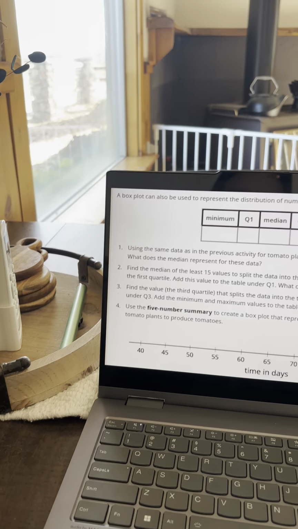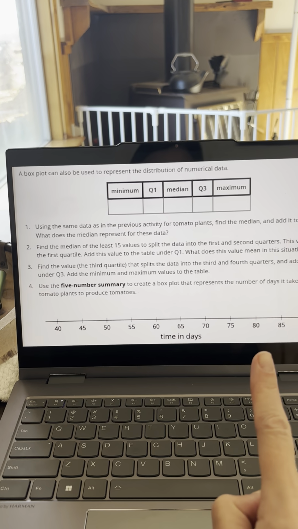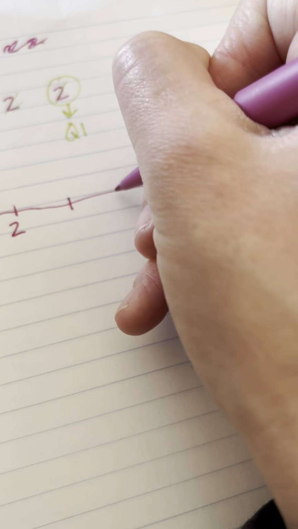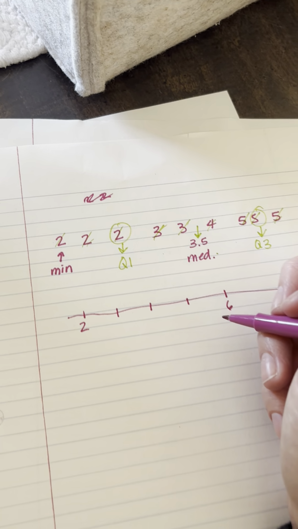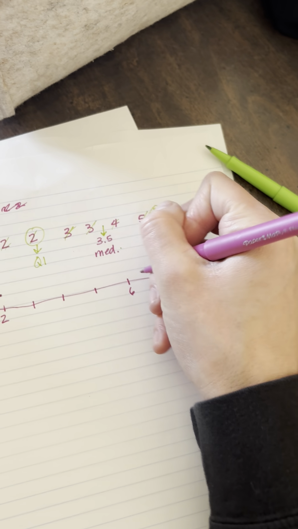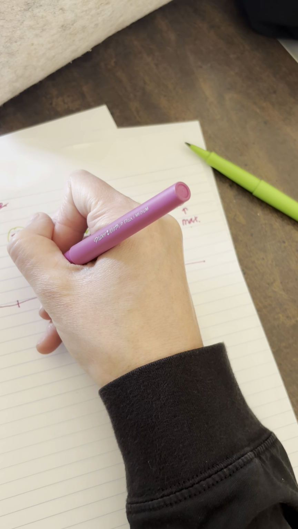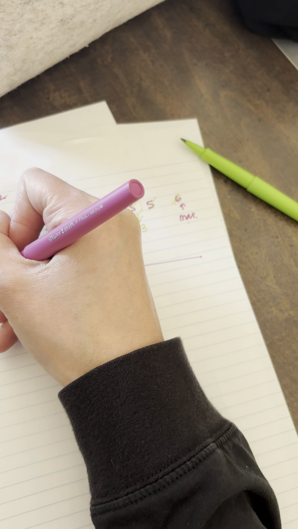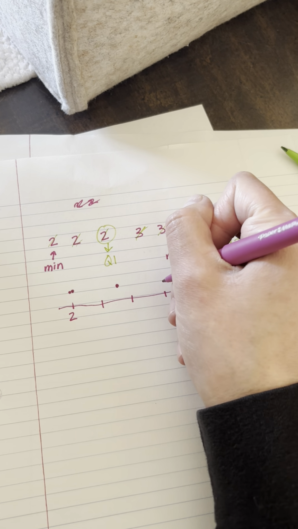And then we use that with the tomato plant numbers to make our box and whisker plot in the bottom. So if I'm using this example and not the box and whisker example, we'll start with our number line. 2, 3, 4, 5, 6. So my minimum is 2, my maximum is 6, my median is 3.5, which is going to be right here. My Q1 is also 2. This is not the best example. And then my Q3 is 5.